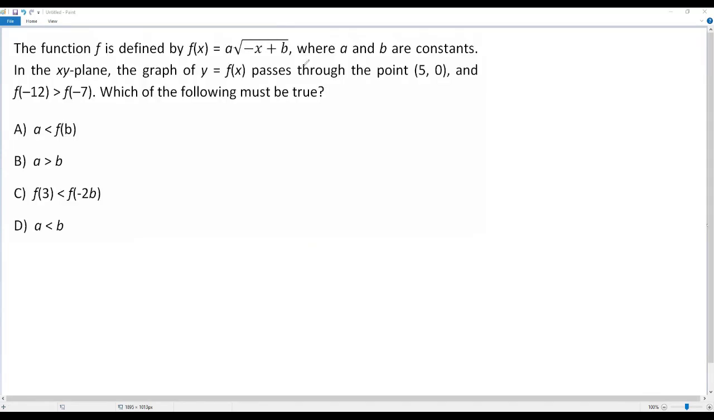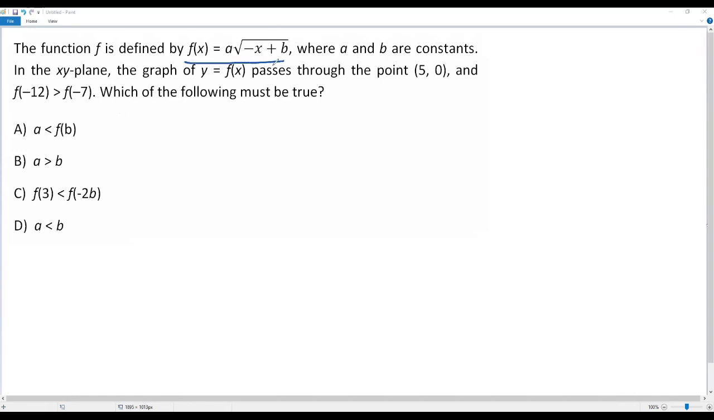The function f is defined by f of x equals a times the square root of negative x plus b, where a and b are constants. In the xy plane, the graph of y equals f of x passes through the point 5, 0, and f of negative 12 is greater than f of negative 7. Which of the following must be true?